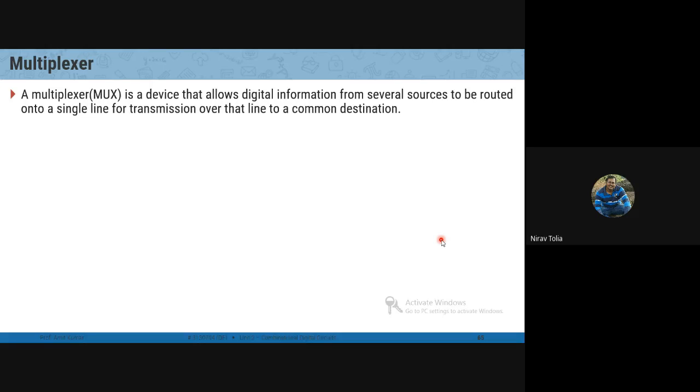In a multiplexer, what do we have? We have an n to 1 multiplexer. What does that mean? N to 1 multiplexer means we have n numbers of inputs, but at a time only one output. So the multiplexer has n inputs but only one output. In transmission, the multiplexer will take information from several sources, but it will be transmitted on only a single line.